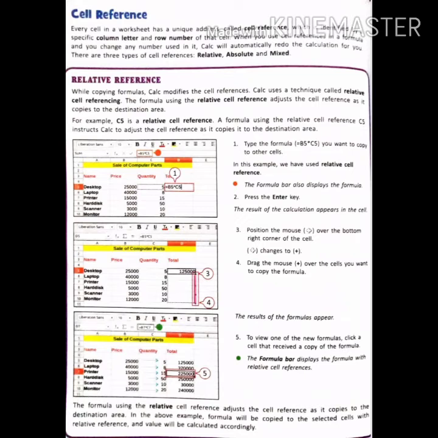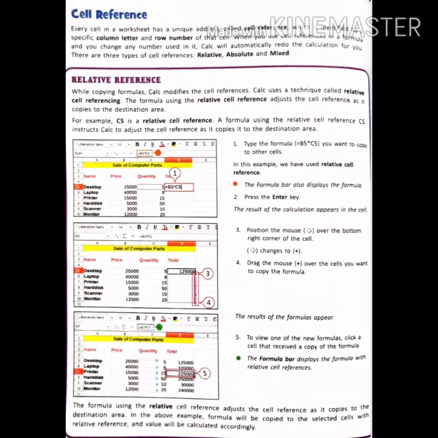Relative reference. While copying the formulas, Calc modifies the cell references. Calc uses a technique called relative cell referencing. The formula using the relative cell reference adjusts the cell reference as it copies to the destination area. For example, C5 is a relative cell reference. A formula using the relative cell reference, C5 instructs Calc to adjust the cell reference as it copies it to the destination area. First, type the formula is equal to B5 multiplied by C5. You want to copy to other cells.